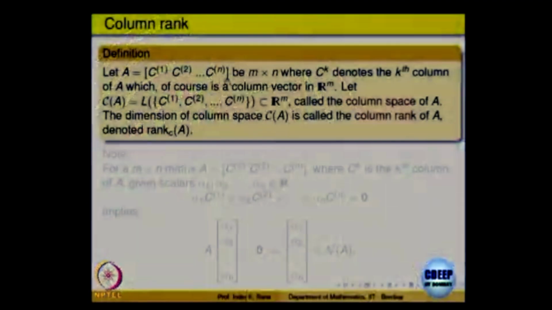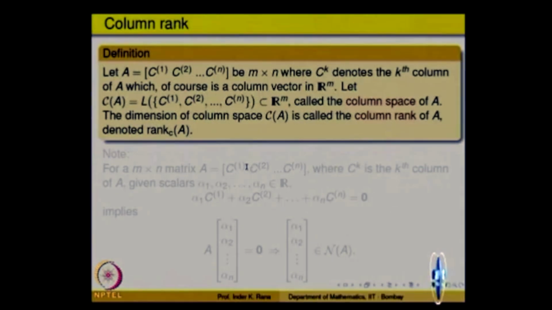So these are the column vectors. Look at the space spanned by the column vectors. Each column vector is a vector in Rm, right? M components are there. So you get a vector space which is inside Rm. So that is called the column space. So the column space is a vector space in Rm, and the row space is a vector space in Rn.